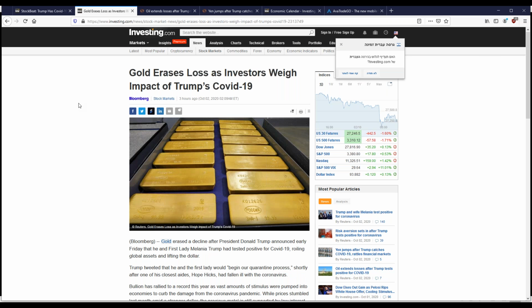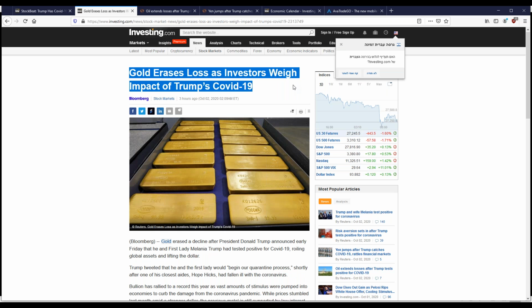And we look at what's happening with different assets. Gold erases losses as investors weigh impact of Trump's COVID-19. You know, what is the impact? Safe havens are strengthening: gold, the yen. Equities are dropping. You see the futures are in the red.